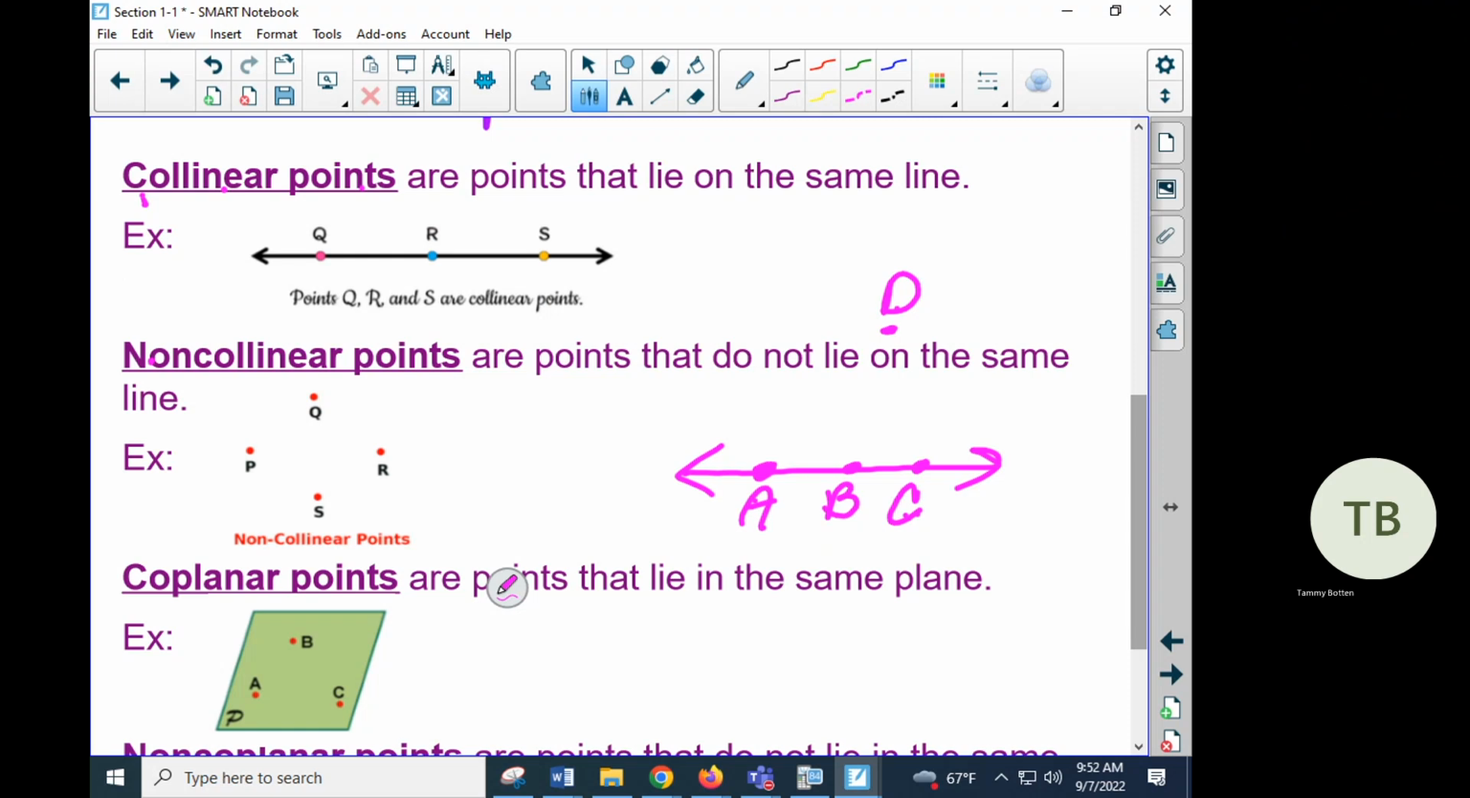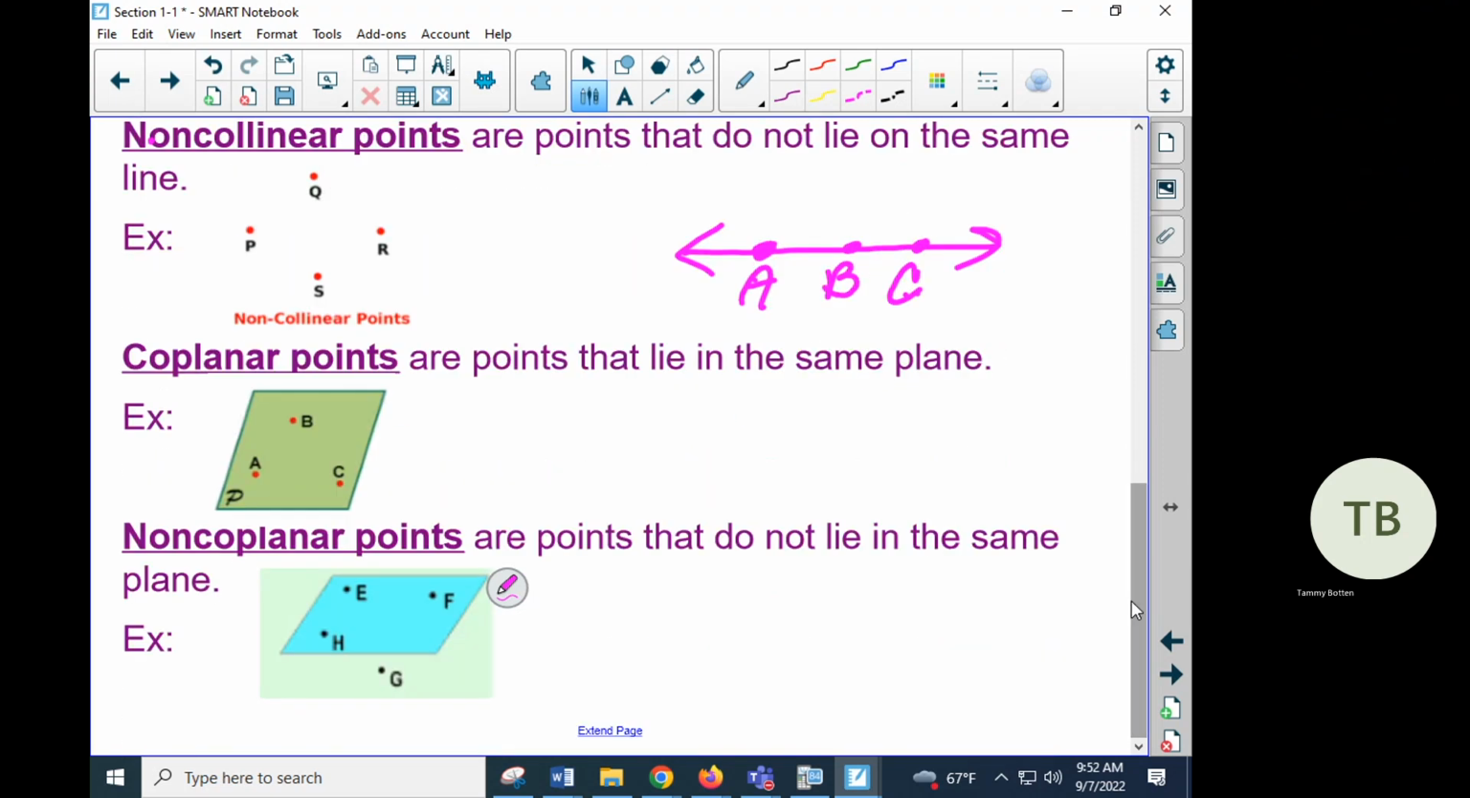No. Okay. Then if you look at coplanar points, they are points that are on the same plane. So co means same. So they're points in the same plane. So as long as they're drawn in that plane, they would be coplanar points. This P, what is that there for? The plane name, yes, but A, B, and C would be said to be coplanar points.